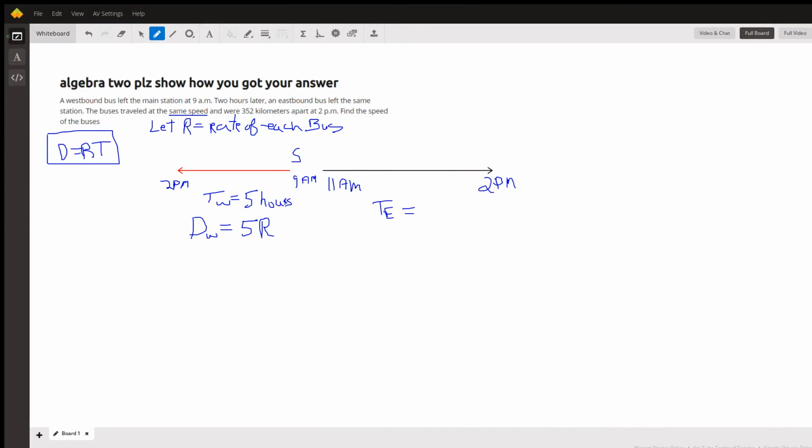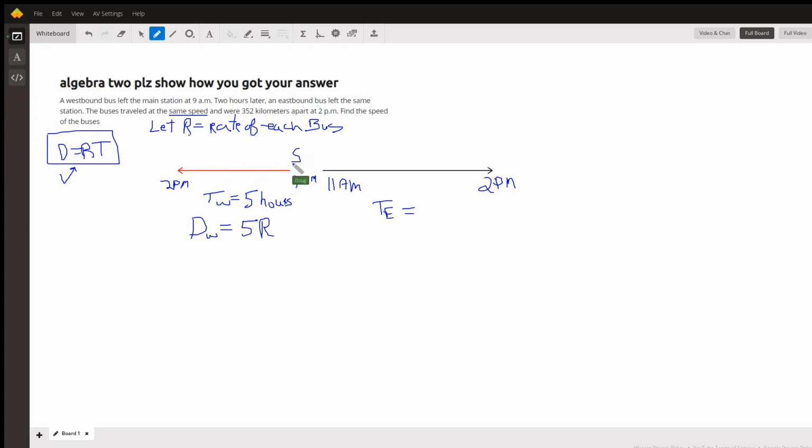Okay, this is a distance equals rate times time problem. There's the formula that you're going to be using: distance equals rate times time. We're told that the buses traveled at the same speed, so we can use one variable to represent the speed of each bus. So we'll let r equal the rate of each bus.